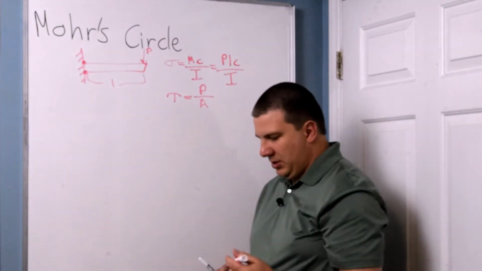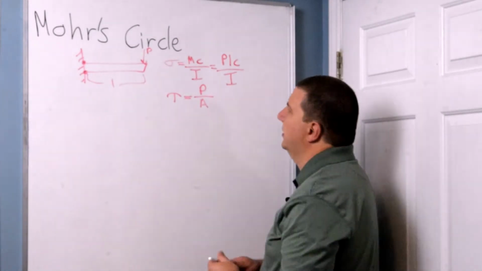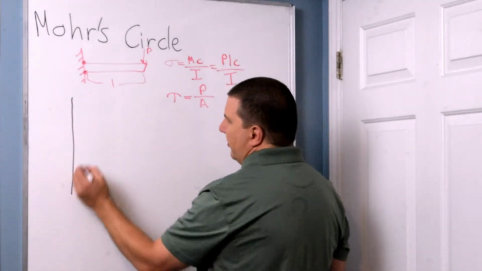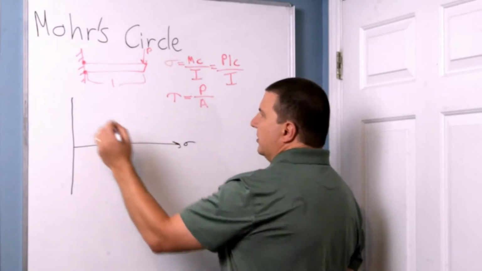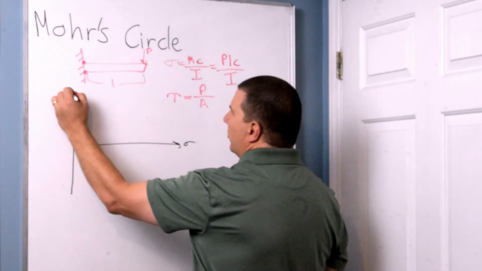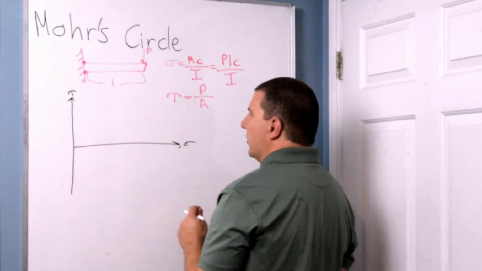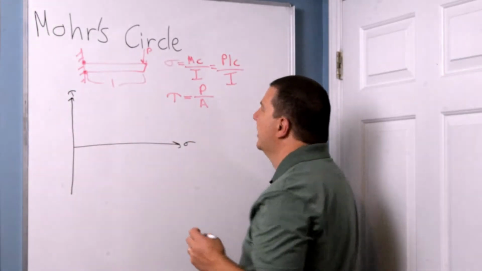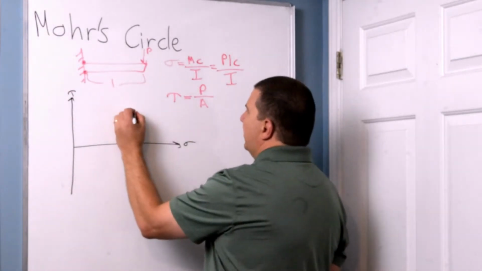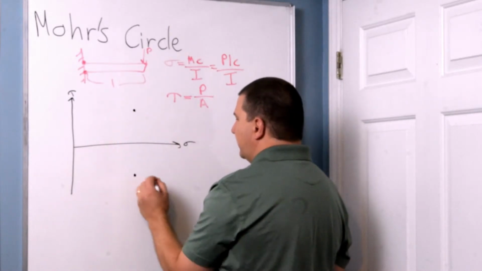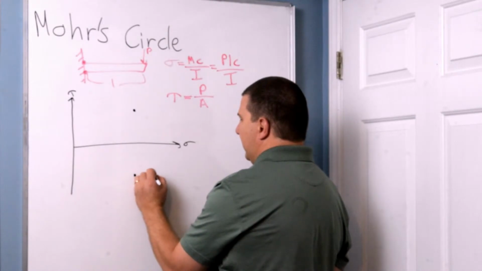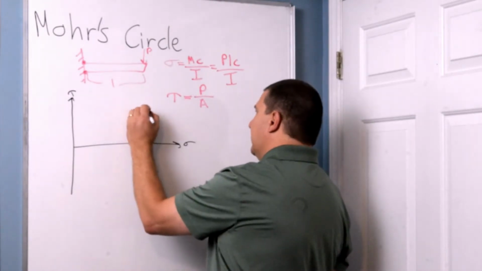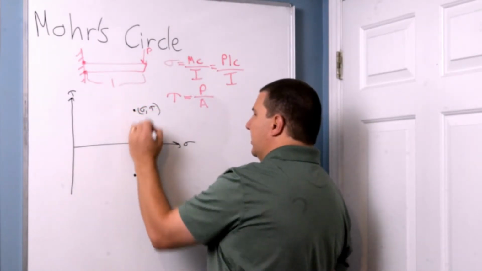Alright, now we're going to graph these points on our plot here. It's kind of a unique plot. We're going to be plotting shear stress against normal stress, or normal stress against shear stress. Alright, and we're going to come up with 2 points right off the bat. And one of those is sigma and negative tau, and sigma and positive tau.